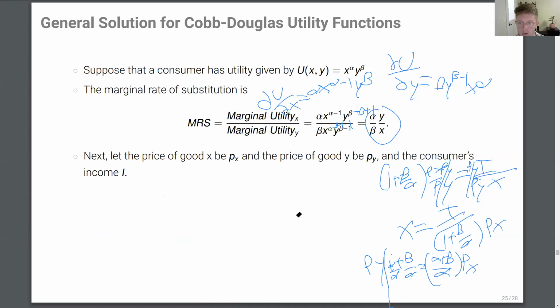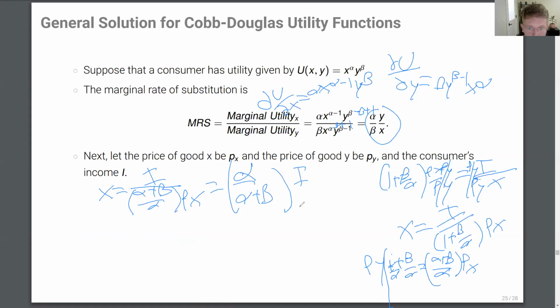Okay, so now let's just recap. x is equal to I over alpha plus beta over alpha times px. And then notice that I can just rewrite this as alpha over alpha plus beta times I over px.